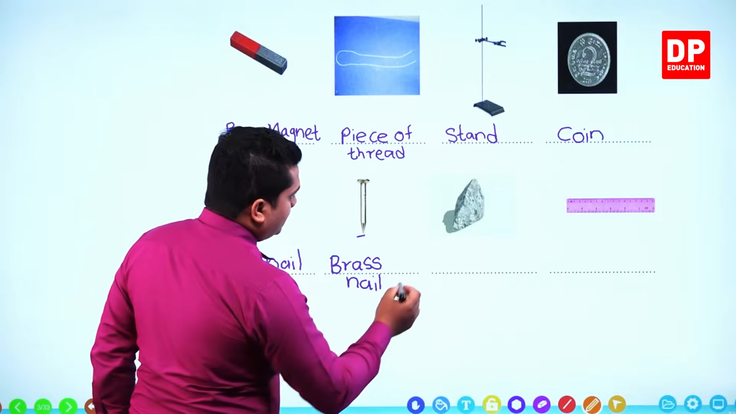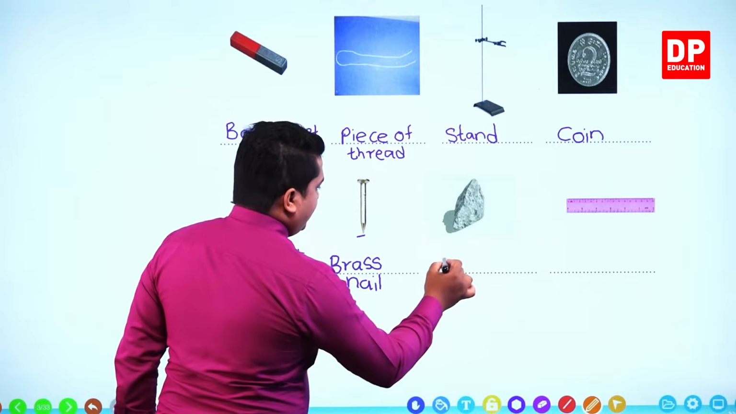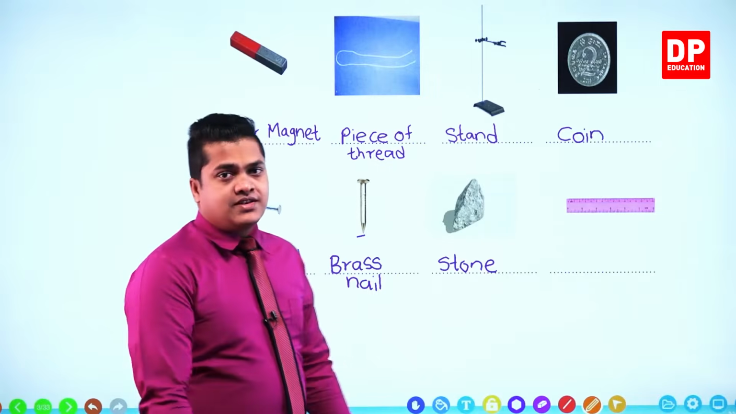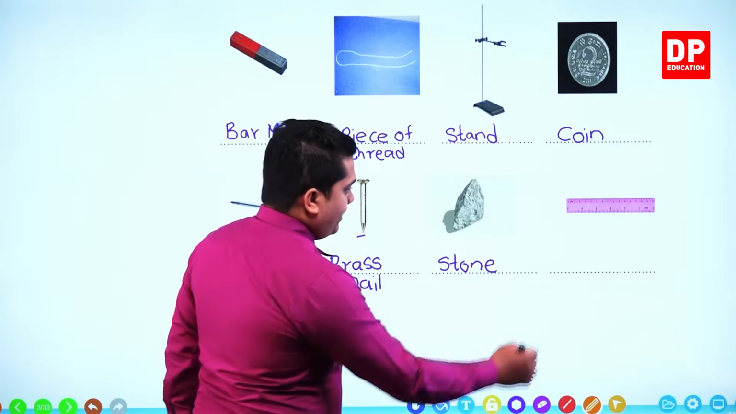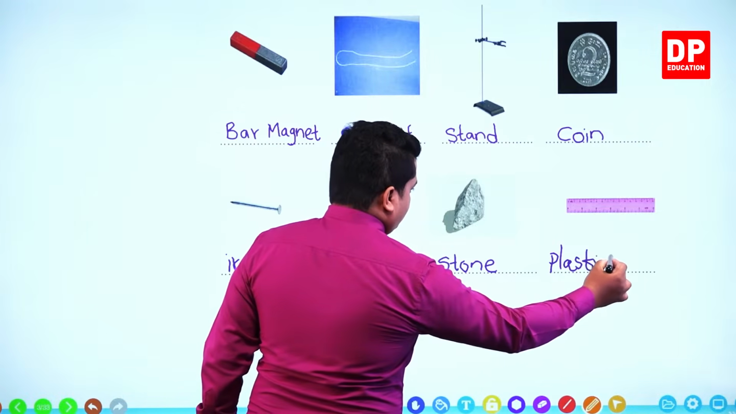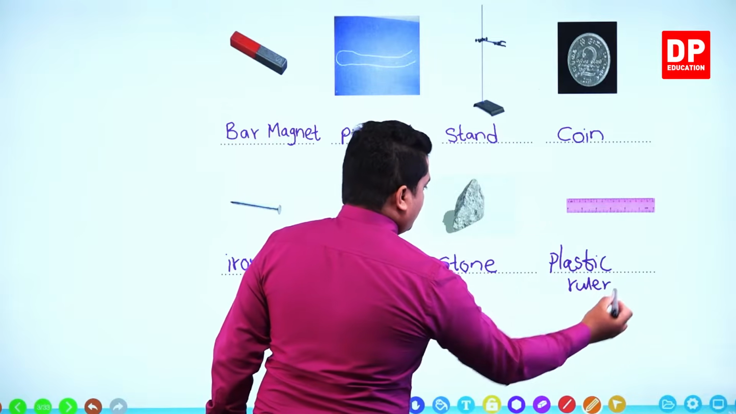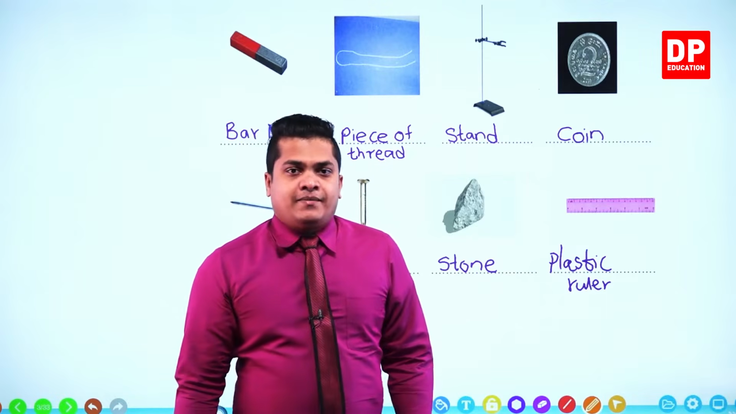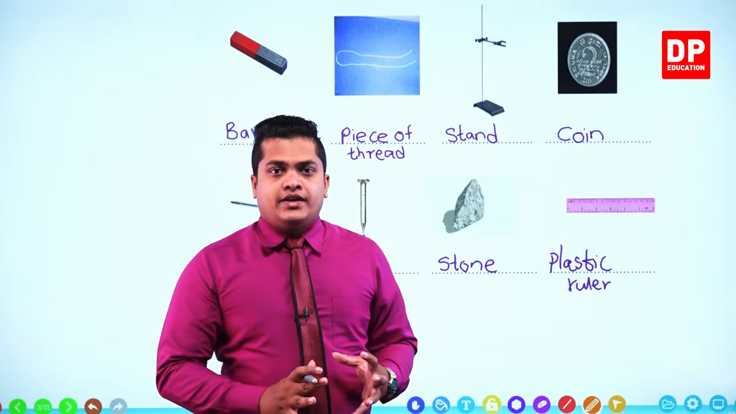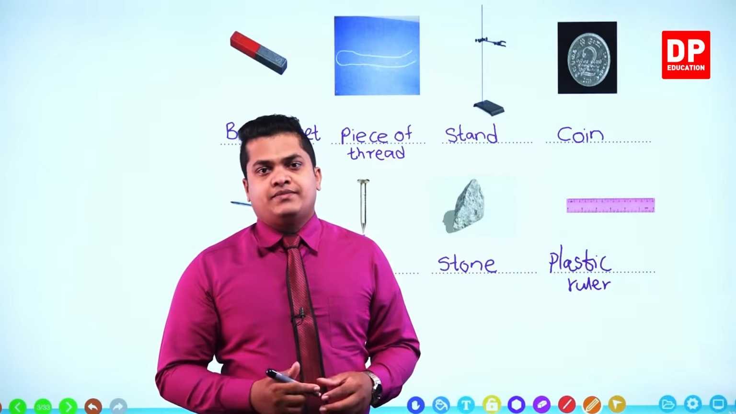So the next one is a piece of rock, or else you can take a stone. The final one is the plastic ruler, right? You can use any plastic material for this purpose. You don't need a ruler for this, but you can use any kind of plastic material.